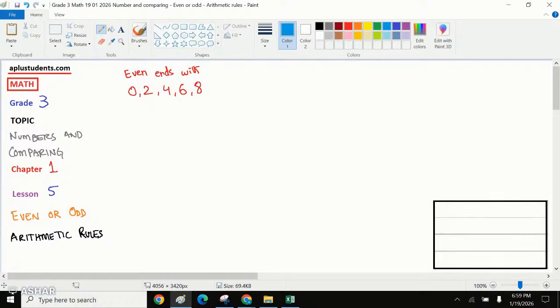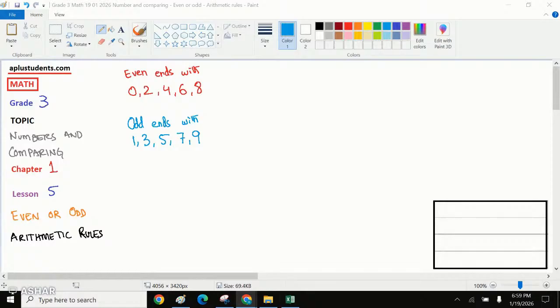Whereas an odd number is a number ending with 1, 3, 5, 7, or 9, right? Okay. So this is the basics which we did in the last class. That was even and odd numbers. Today we will look at the rules, whether if an even is added to an even or even is subtracted from an even, what happens over here.